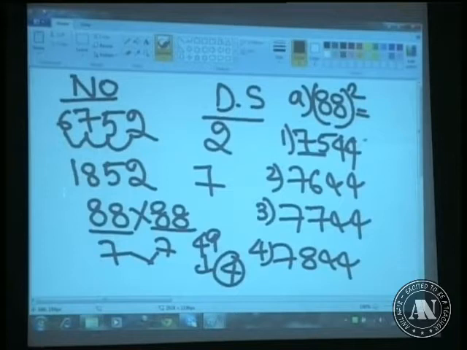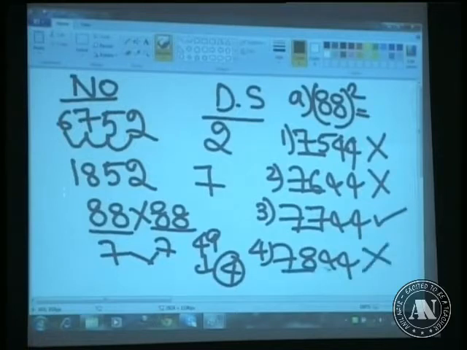7 plus 5, 12. 12 plus 8, 20. 2 plus 0, 2. 7 plus 6, 13 plus 8, 21. 2 plus 1, 3. 7 plus 7, 14 plus 8, 22. 2 plus 2, 4. 15 plus 8, 23. 2 plus 3, 5.